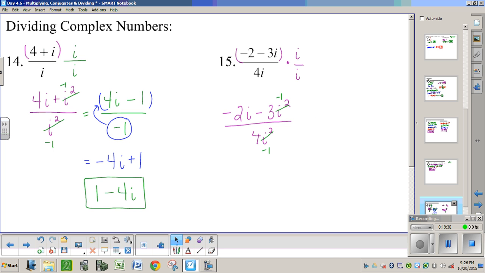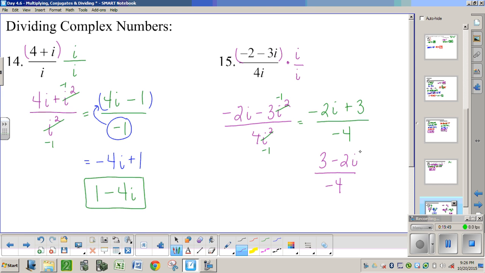And in the numerator we have negative 2i plus 3, make sure you watch your signs when you're doing this, over negative 4. Okay, and making sure that it is a plus bi form, it should read 3 minus 2i all over negative 4. So that's your answer for that one.